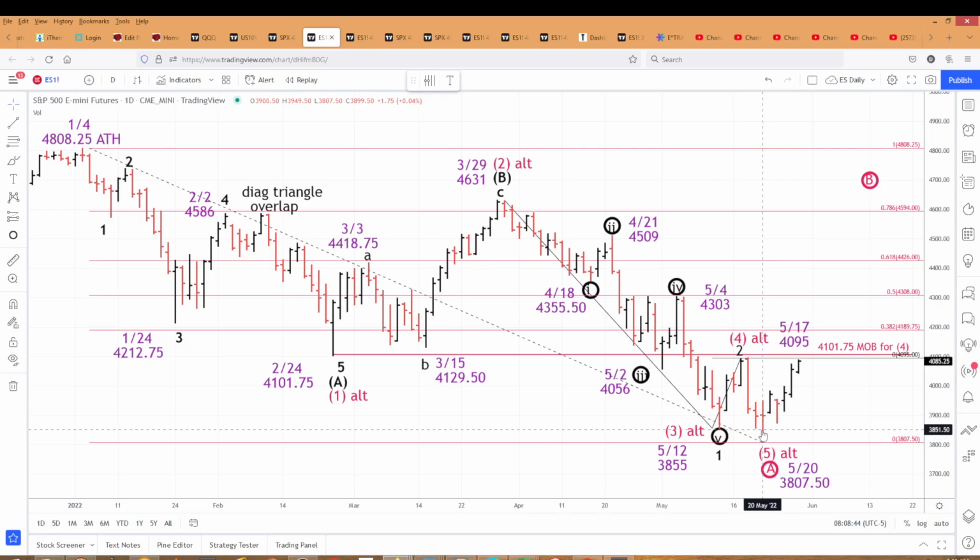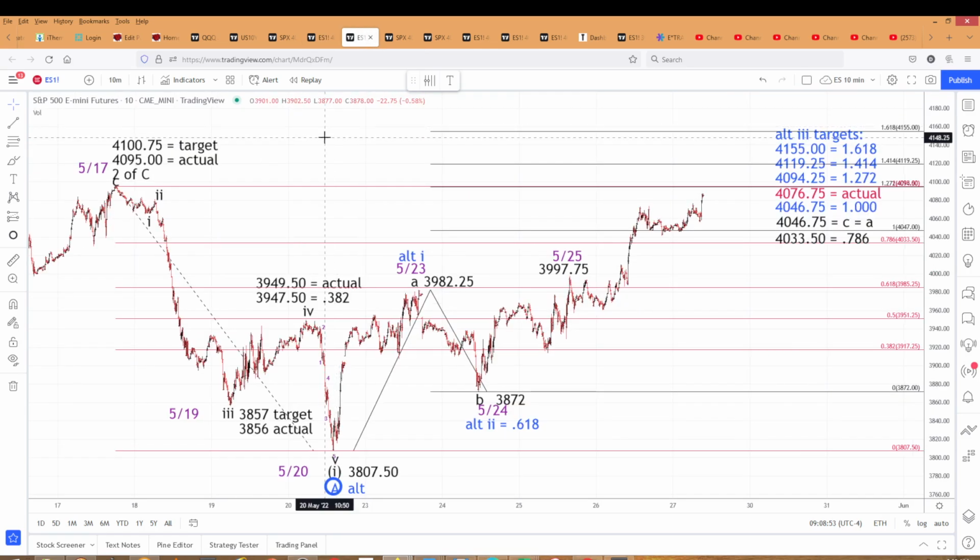That's a key level, okay? So there is that 517 high right there. Let's zoom in on this and look at a 10-minute chart. There's our 10-minute. Here's where things get exciting, okay?